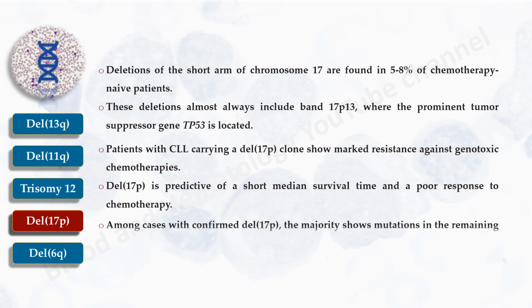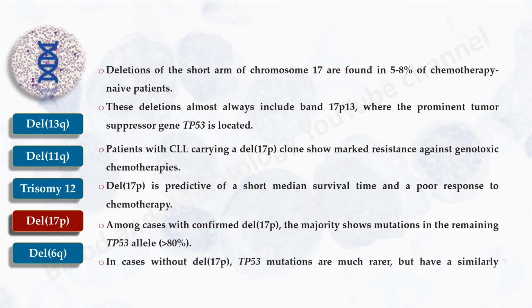Among cases with confirmed 17p deletion, the majority shows mutations in the remaining TP53 allele. In cases without 17p deletion, TP53 mutations are much rarer, but have a similarly detrimental effect on chemotherapy response and overall survival.